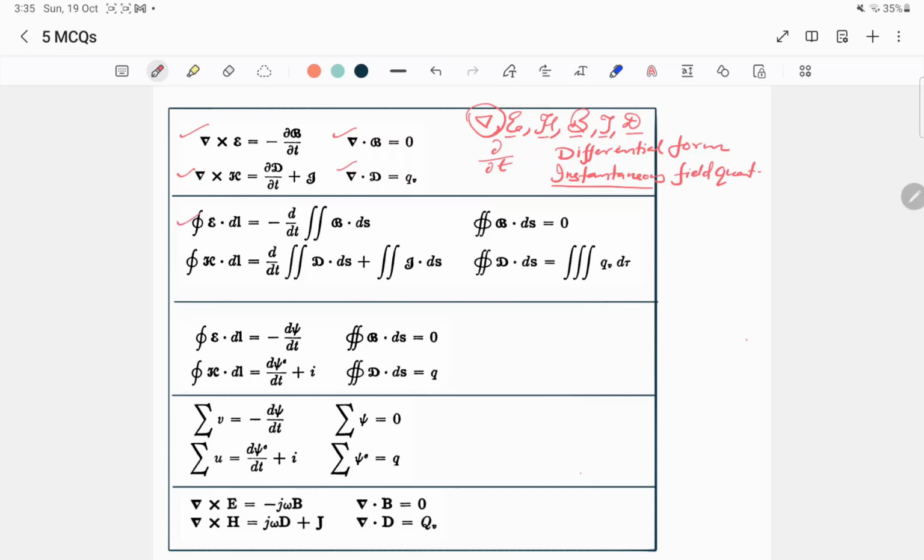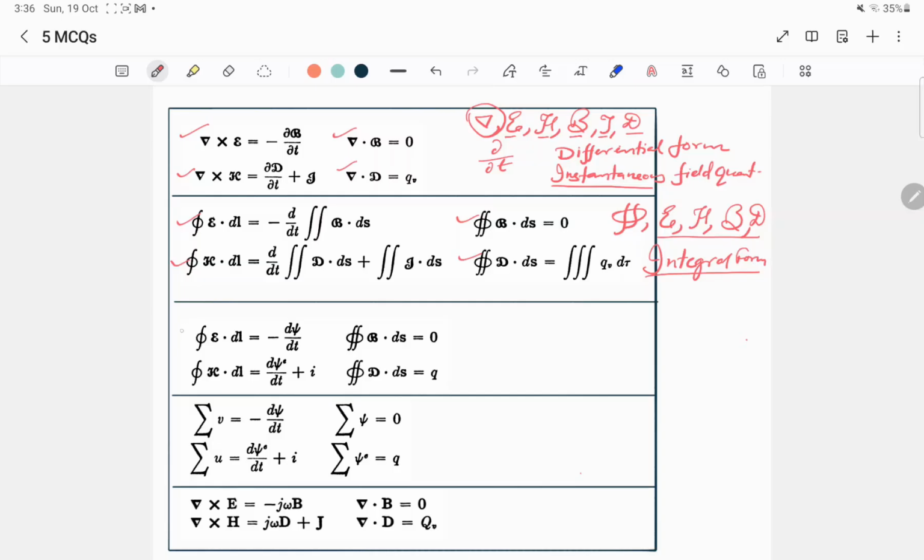On the other hand, if you see these four set of equations, here the integral operator is present. Also instantaneous field quantities like E, H, B, D, all these field quantities are written in scripted form. So they represent instantaneous field quantities, and all these Maxwell's equations are called Maxwell's equations written in integral form for instantaneous field quantities.